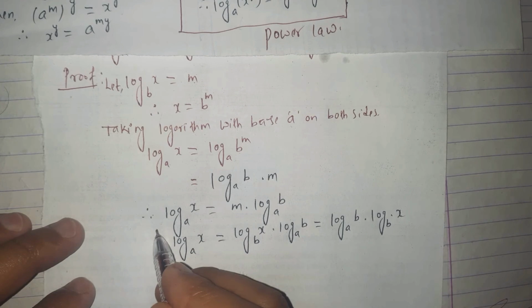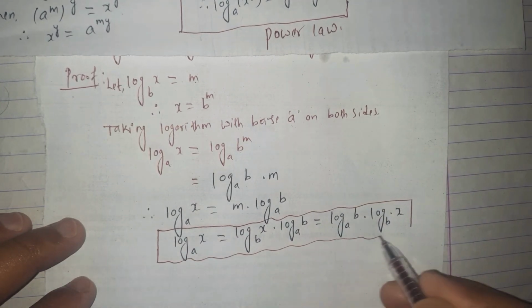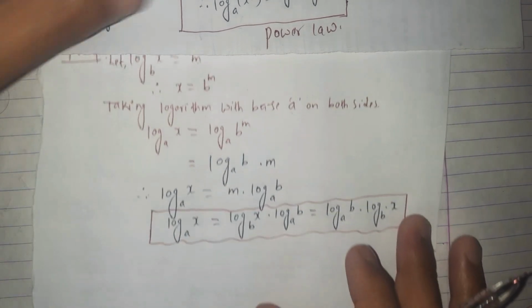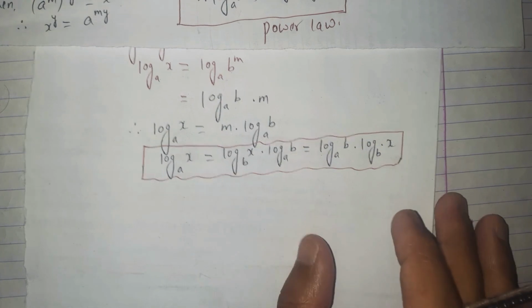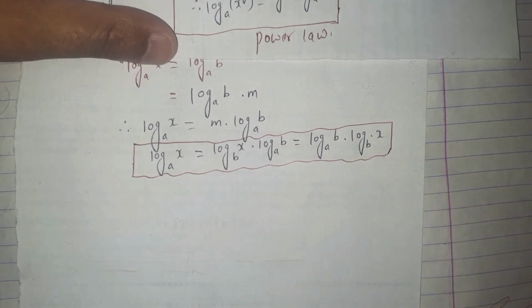Here we just proved this property number 4. This is called the change of base formula. We can change the base of the logarithm as we need. And let's discuss the fifth property. Here we discussed four properties of the logarithm of any number.